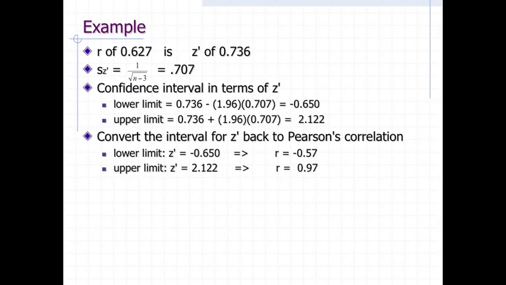This can be done with the R to Z prime calculator. We end up with a lower limit of negative 0.57 and an upper limit of 0.97. The interval is so wide because the sample size is so small.